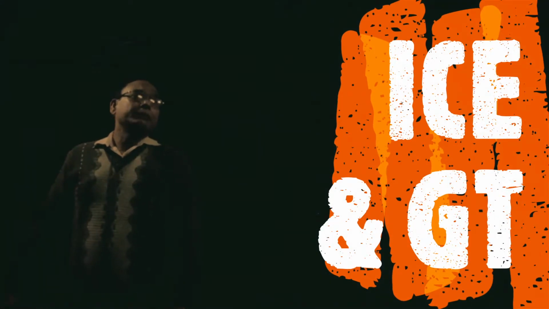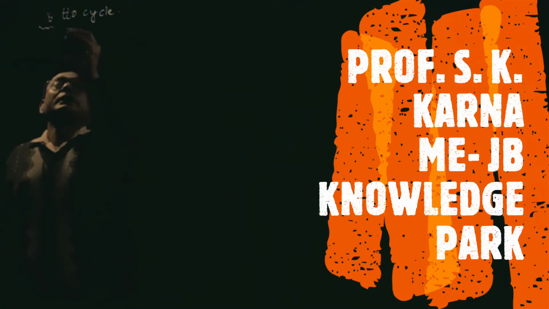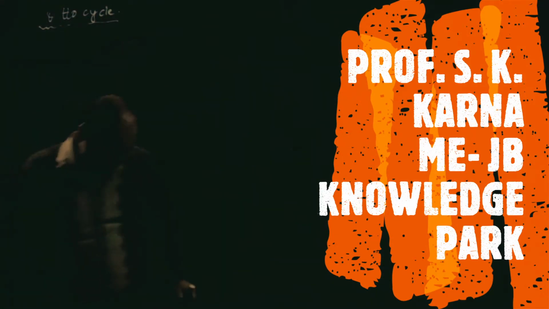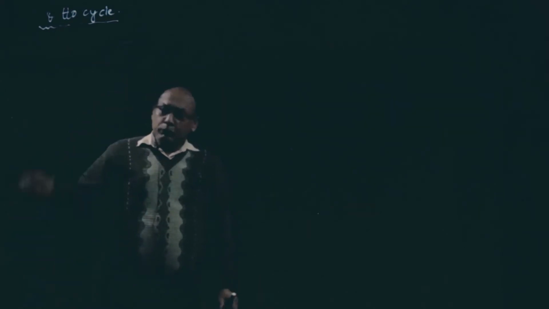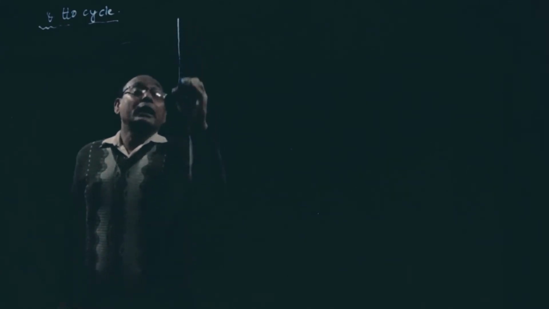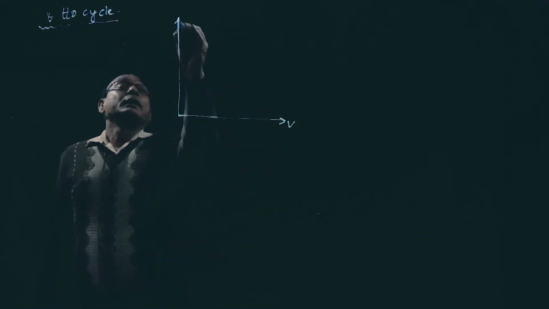Students, in this class I am going to solve one numerical problem based on the Otto cycle. I am not going to write the question here because it will take a lot of time, but I am going to read out the question, based on which I will write all the data given. So Otto cycle means constant volume cycle.